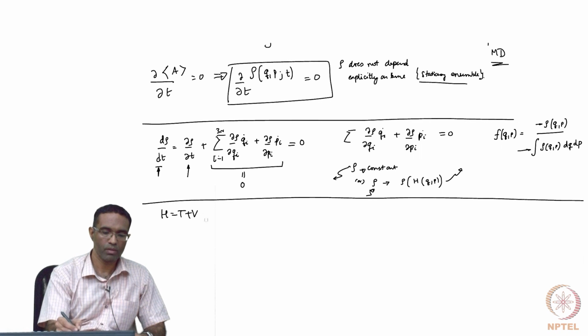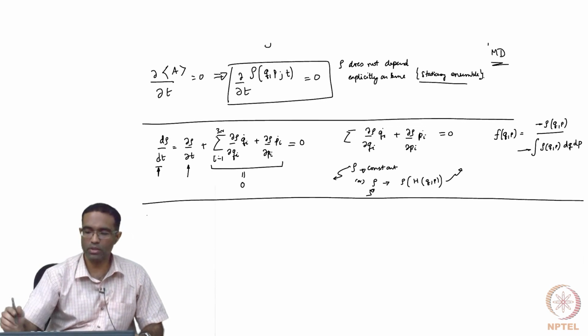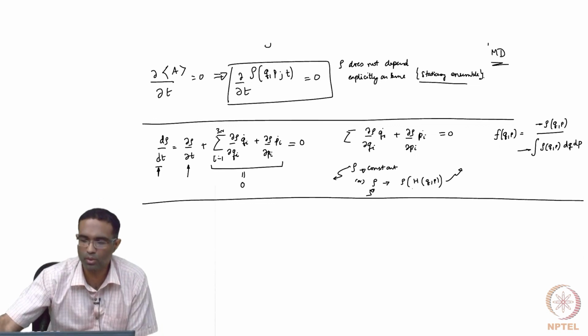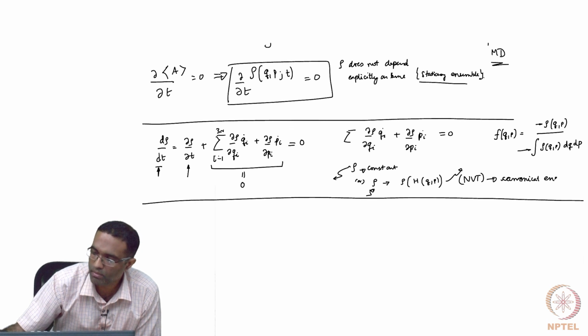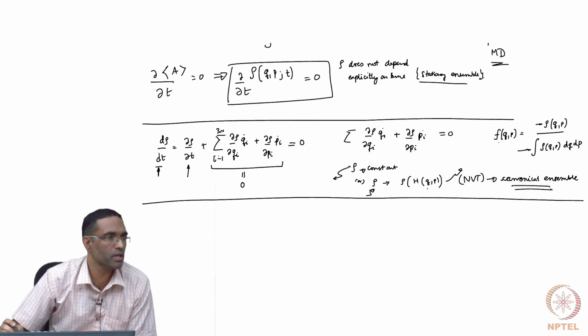So what happens is that you can find out that this rho is apparently dependent explicitly on the energy of the system. That's what we are going to do now. This happens to be the case for the NVT ensemble, or the canonical ensemble. Whether rho is explicitly dependent on h or f is explicitly dependent on h, it doesn't matter, it all means the same thing.